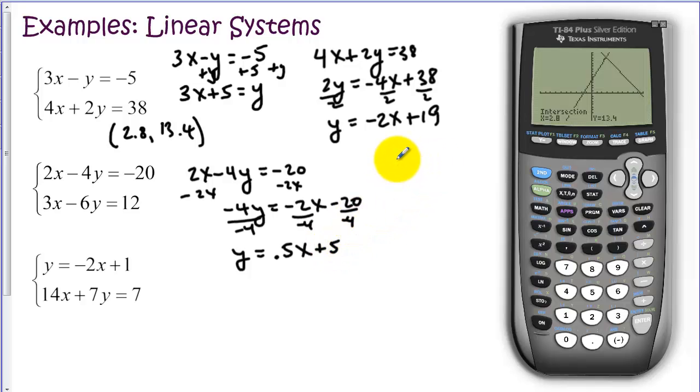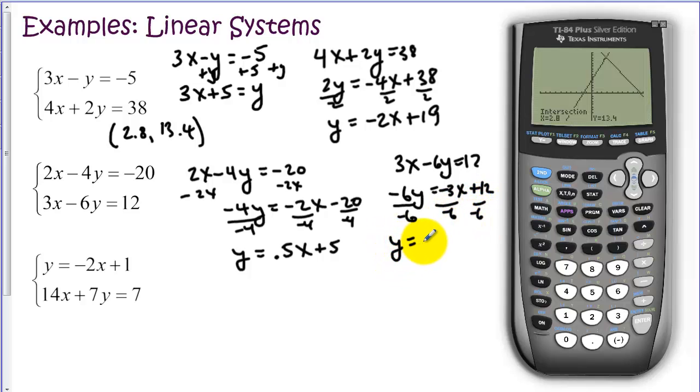And now let's do the other one. Subtract the 3x. Divide by our negative 6. And we have y equals 0.5x minus 2. Now you might know by looking at these, when we have the same slope, what kind of lines are these? Okay, they're parallel lines, but let's just assume we didn't observe that. We were just kind of in crank mode here.